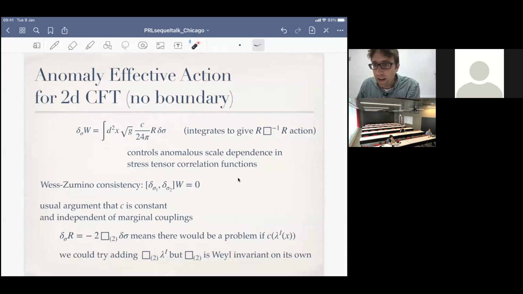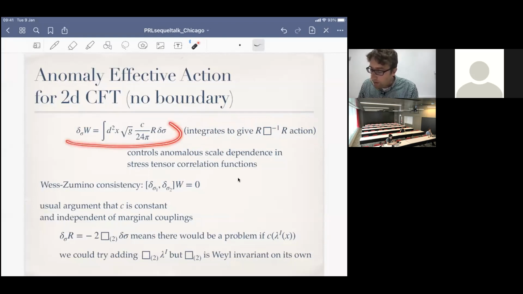And there are these very nice discussions of this in various textbooks. I guess my favorite discussion is probably in Polchinski chapter 3, where he talks about how you can integrate this up to this R inverse box R action. You can undo the variation and see how it filters down and tells you about the stress tensor two-point functions.